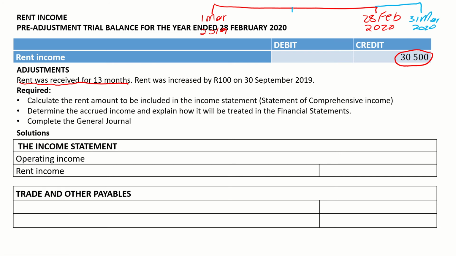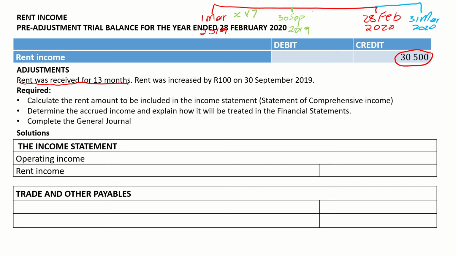And for me to note that, I'm simply going to have the 30th of September 2019, meaning that per month rent before September, it was X. We don't know how much it was, but we know that it was X. And then you start counting. It was X from the 1st of March. So it was X in March, April, May, June, July, August, September. That is 7 months. So we'll simply multiply that X by 7 because it was X for 7 months.